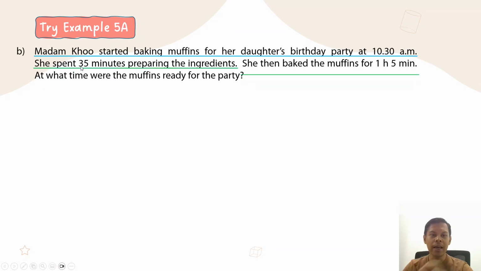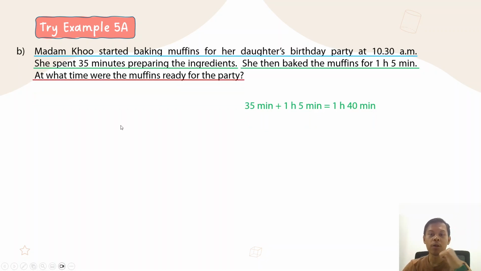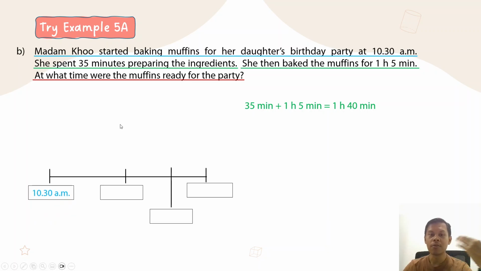So what do we need to do? Yes, we add the duration first. 35 minutes and 1 hour 5 minutes. What are we going to get? We are going to get 1 hour 40 minutes. Then draw the timeline as usual. We start at 10:30 and then add another hour, which is going to be 11:30. And then we still have the 40 minutes here.